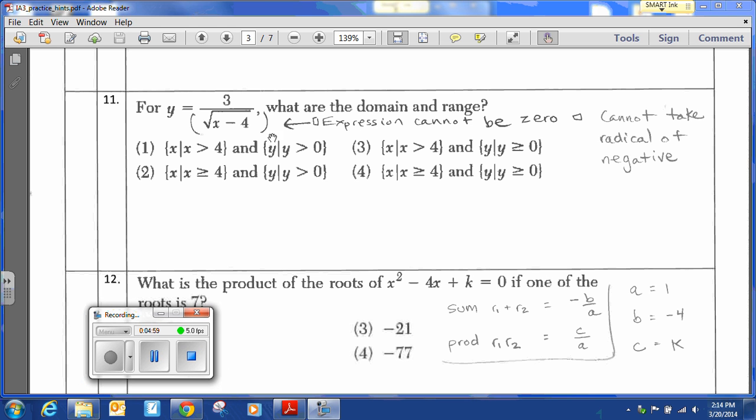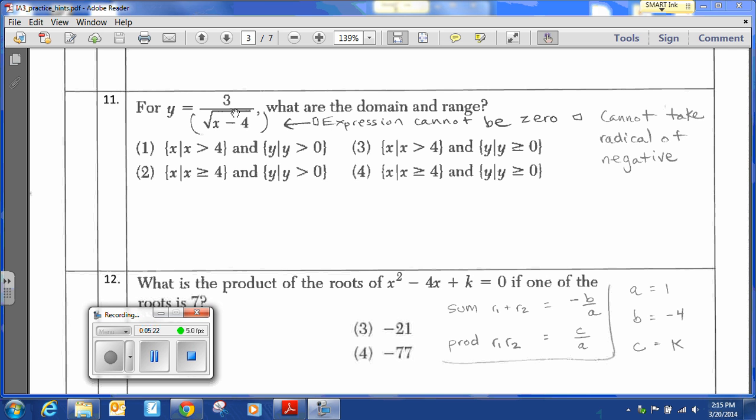Now remember, when they ask for what's the domain and range, what's limiting here is that we have a fraction. So whatever the denominator evaluates to, it cannot be 0. Also, it cannot be negative because it's a radical. So this is sort of a double whammy here.